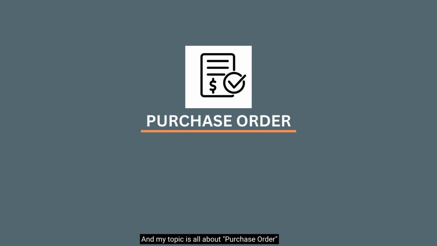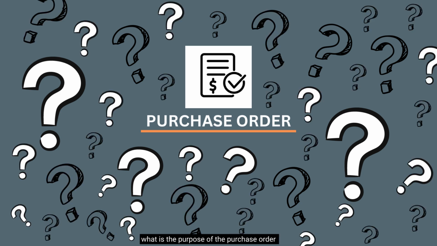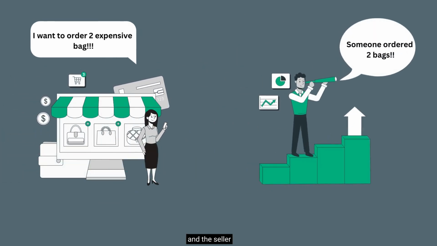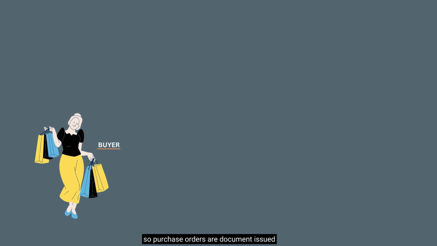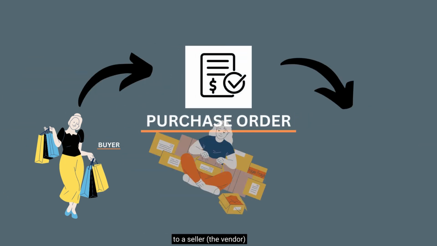And my topic is all about purchase order. But before we start, I just want to give an idea to those who don't know what is the purpose of the purchase order. So basically, there are two parties involved, the buyer and the seller. Purchase orders are documents issued from a buyer or your organization to a seller or the vendor.